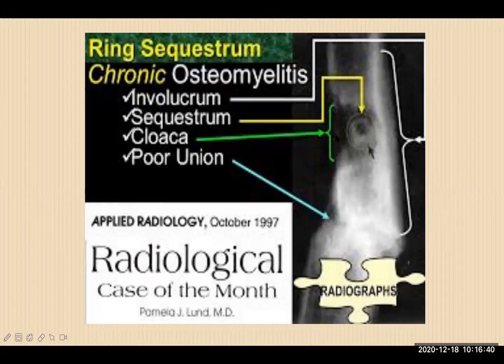There is a cloaca. Cloaca is a discharging sinus which formed there, and there is a poor union, because this is an infected area. If a fracture occurs, then there is a very poor union. Fracture doesn't heal in the presence of infection.